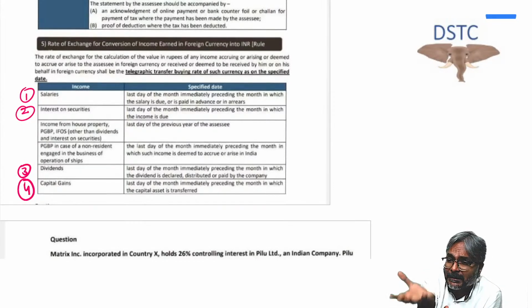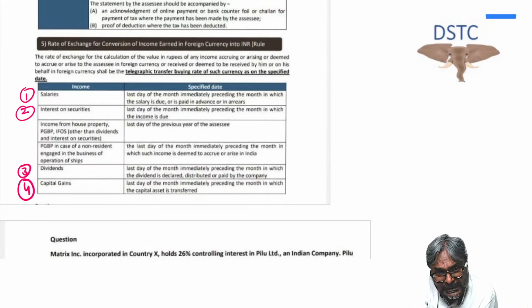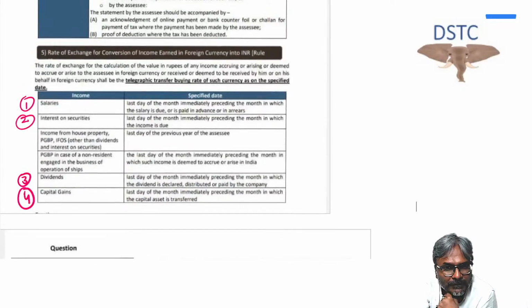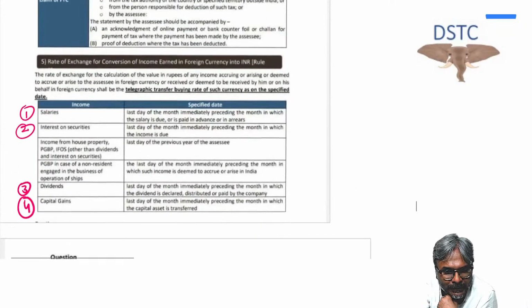Last month relative to which month? The month in which these four incomes have become due or have accrued. So you will go to the preceding month, and of the preceding month you will take the last date's TT buying rate. That is how you are going to do the conversion of this foreign income into INR. Is that clear to all of you?